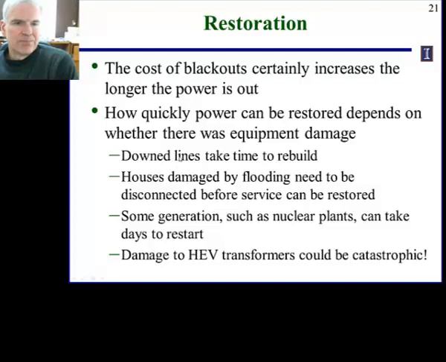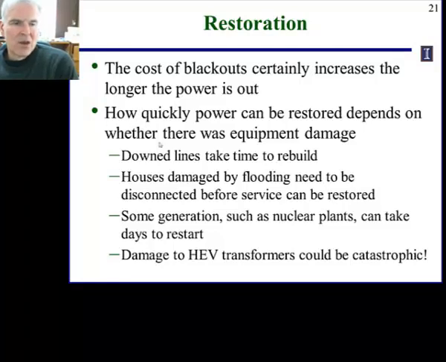Okay, the last topic associated with blackouts is restoration. The cost of blackouts certainly increases the longer the power is out, as I already mentioned. So how quickly power can be restored depends upon what caused the blackout. If you've got a lot of equipment damage, such as down power lines from an ice storm or a hurricane, it's going to take much longer to restore power than if you just had a failure, let's say, caused by a squirrel, where you get the squirrel out, the protection system operated correctly, you can then very quickly restore electric power.